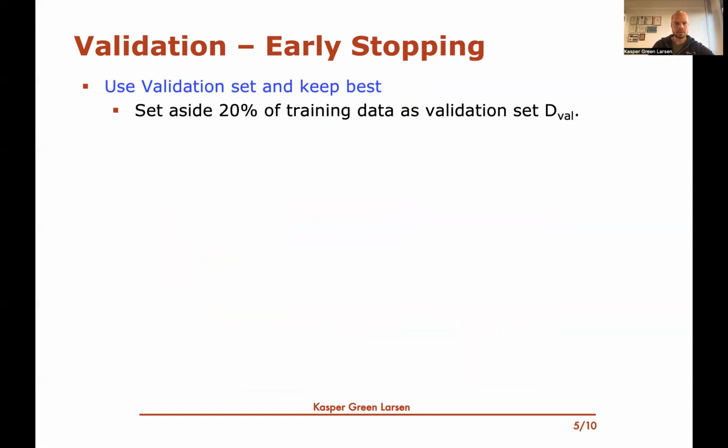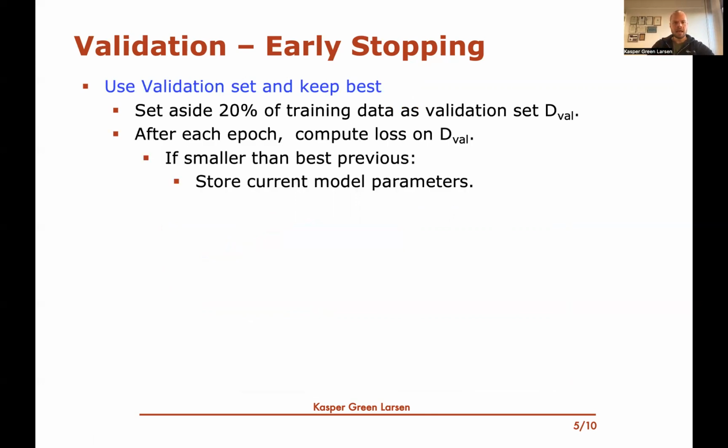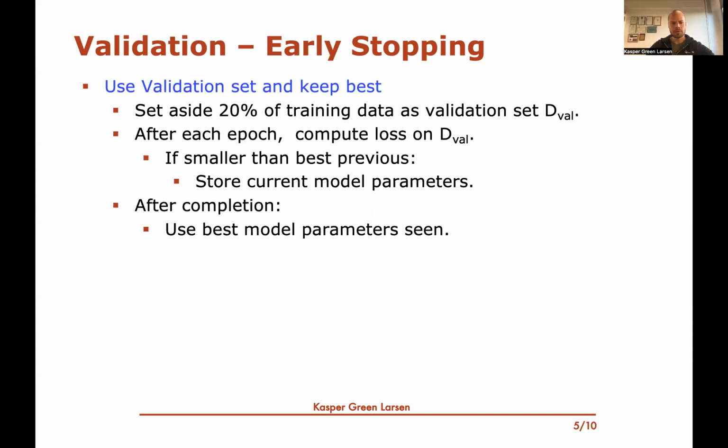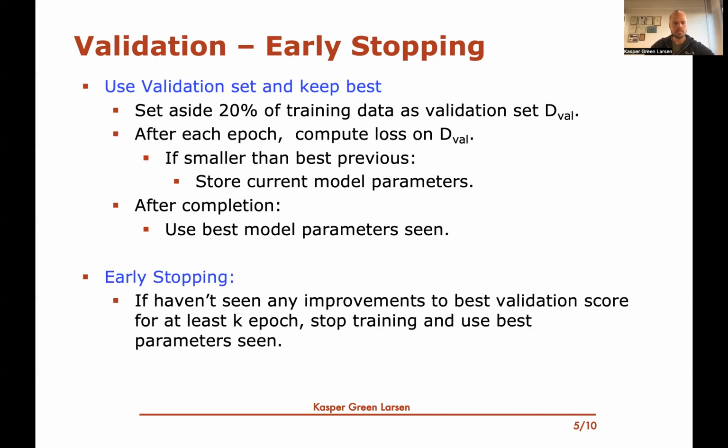Okay, so basically the idea is, as we also said before, set aside some 20% of the training data, if you can afford it, as a validation set D_val. After every epoch, compute the loss on the validation set, and if the validation loss is smaller than the best validation loss we've seen so far, then we store the current model parameters and keep them as the best seen so far. And once we're done with all the epochs, we use the one that had the best validation score. That's the model that we keep. So this is what we did in the previous figure.